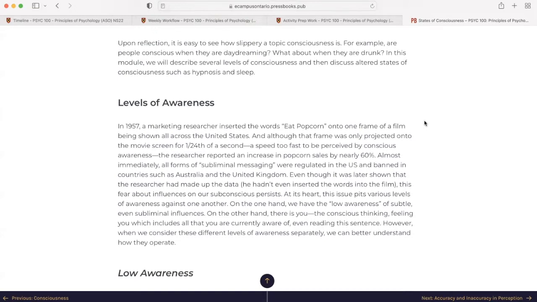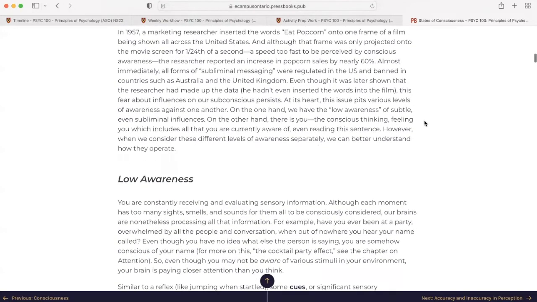At its heart, the issue pits various levels of awareness against one another. On the one hand, we have the low awareness of the subtle, even subliminal influences. On the other hand, there is you, the conscious thinking, feeling you, which includes all that you are currently aware of, even reading this sentence. However, when we consider these different levels of awareness separately, we can better understand how they operate.